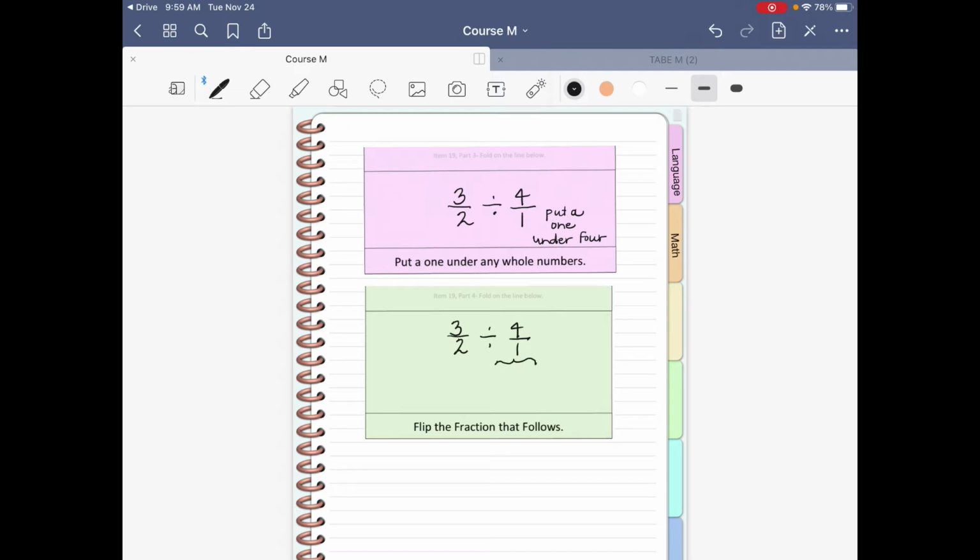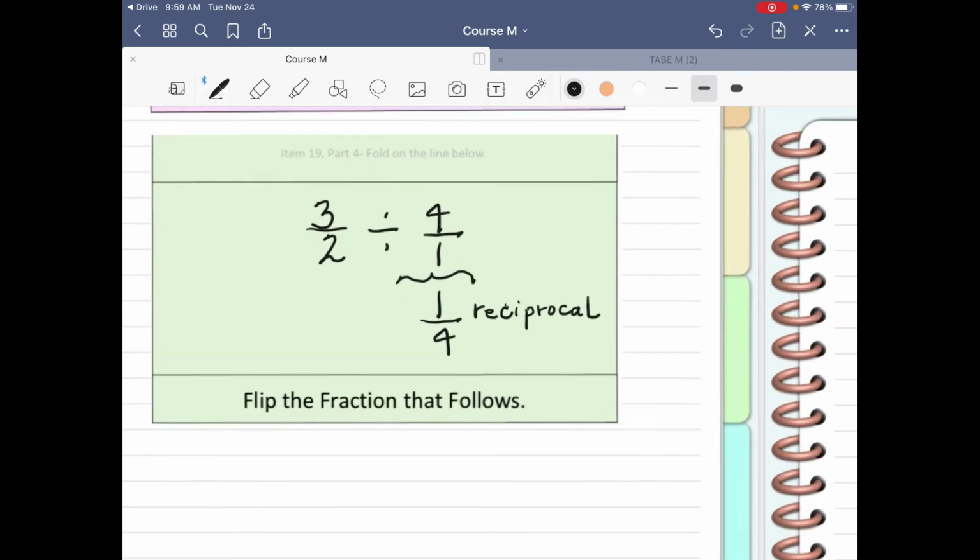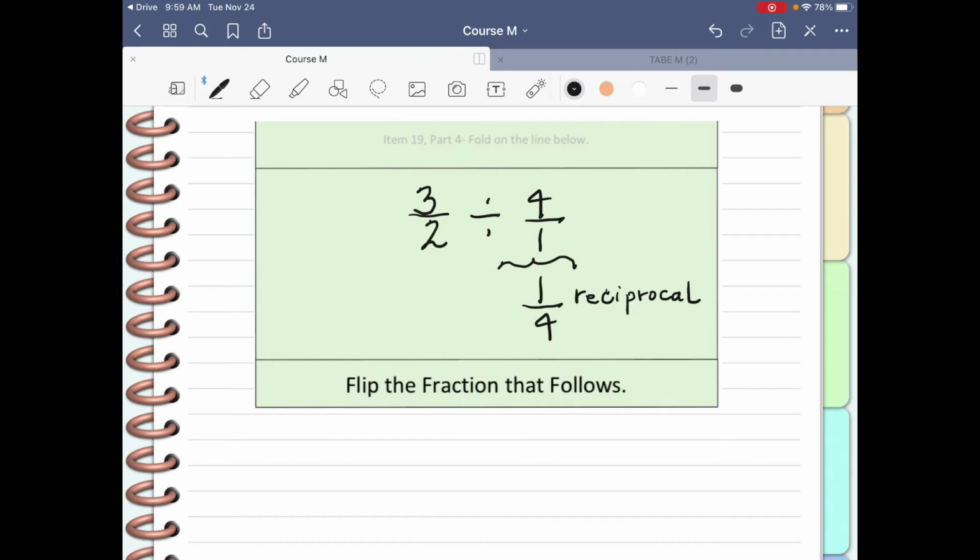Now when I say flip, I mean to find the reciprocal. So 4 over 1 becomes 1 over 4. This is the thing about dividing fractions that is so different. You never bother the leader. Don't change the leader fraction. You flip the fraction that follows. And when I say flip, I mean you get the reciprocal. So 4 over 1 turns upside down and becomes 1 over 4.